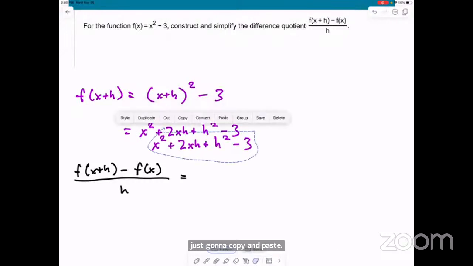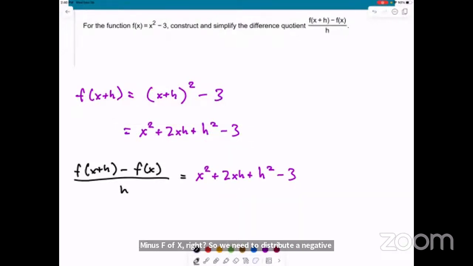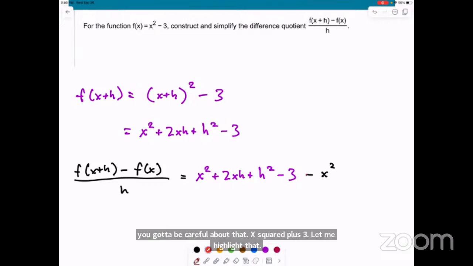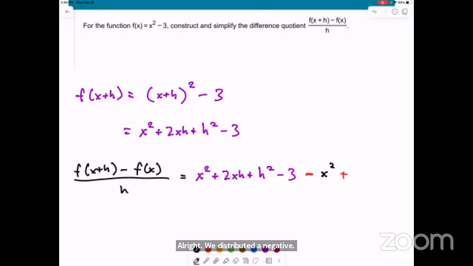Minus f of x, right? So we need to distribute a negative. You've got to be careful about that. Minus x squared plus 3. Let me highlight that. All right, we distributed a negative.